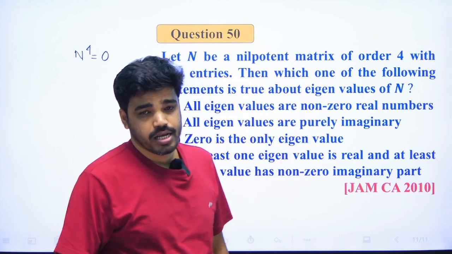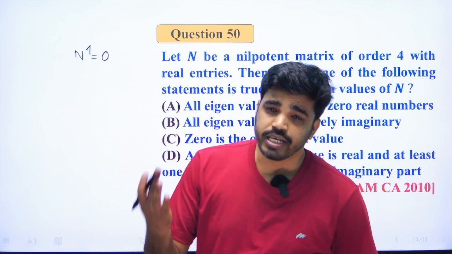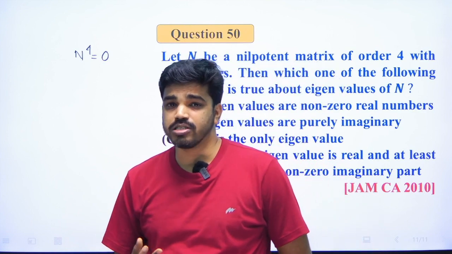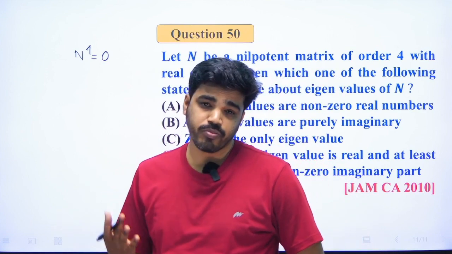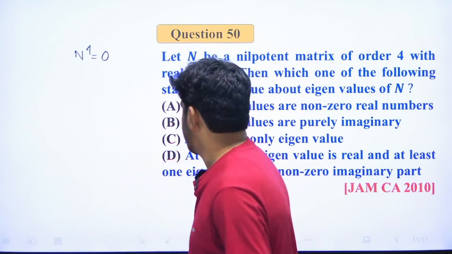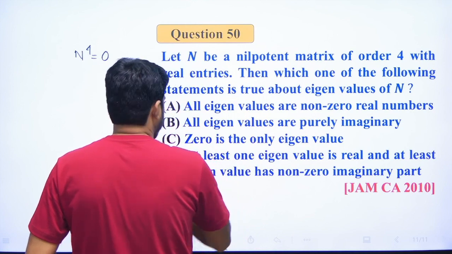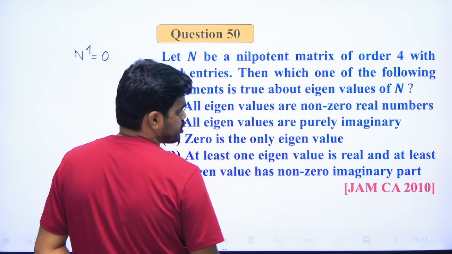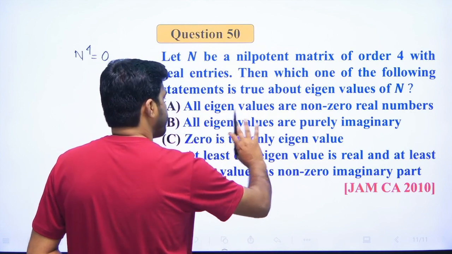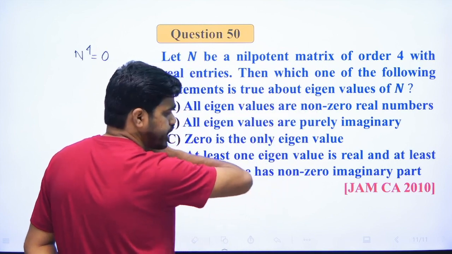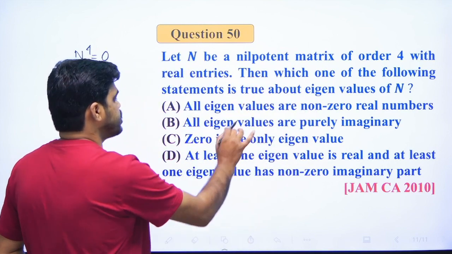We know that the eigenvalues of a nilpotent matrix are all 0. So 0 is the only eigenvalue, and option C is the correct answer. All eigenvalues are non-zero, that is not true. All eigenvalues are purely imaginary, that is not true. 0 is the only eigenvalue.